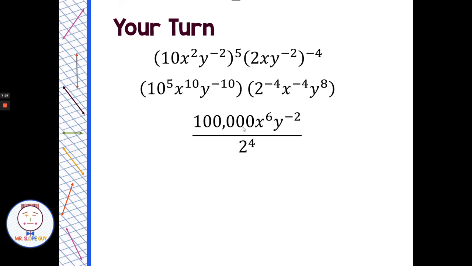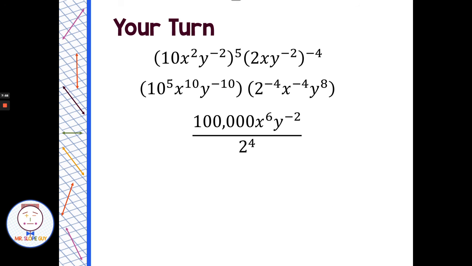10 to the 5th is 100,000. X, when I'm multiplying, have the same base x, I can add the exponent. I can add the 10 and negative 4 to get x to the 6. Y is multiplying, have the same base. I can add negative 10 and 8 to get negative 2. So I'm looking pretty good here.